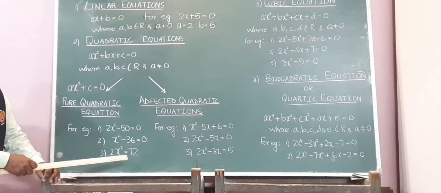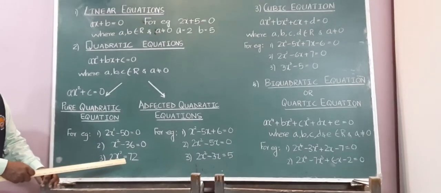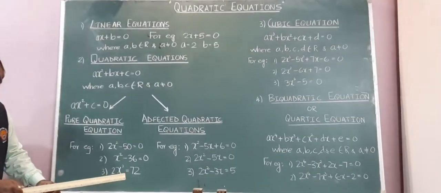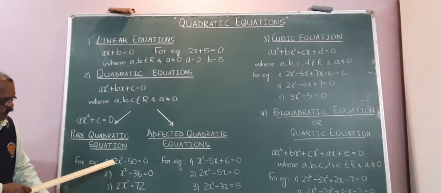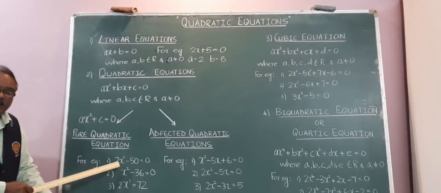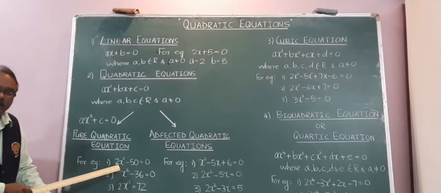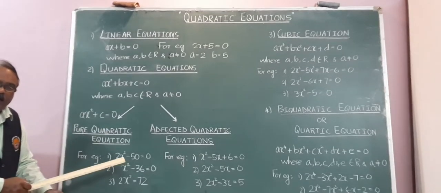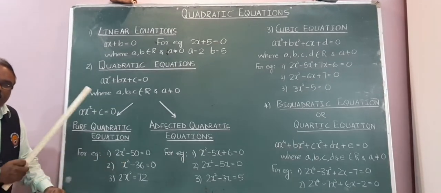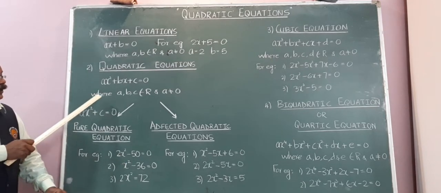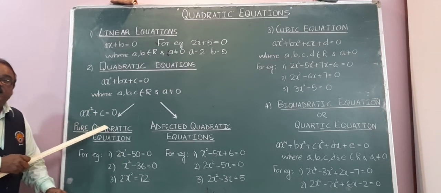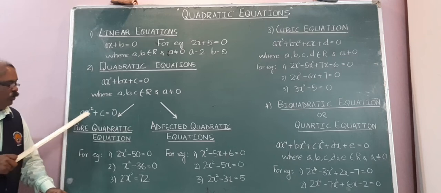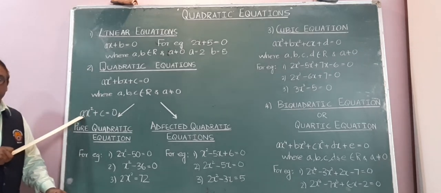What is a pure quadratic equation? A pure quadratic equation is an equation where the variable x lies only in the second degree. It's an equation of the form ax square plus c is equal to 0, where a is not equal to 0.